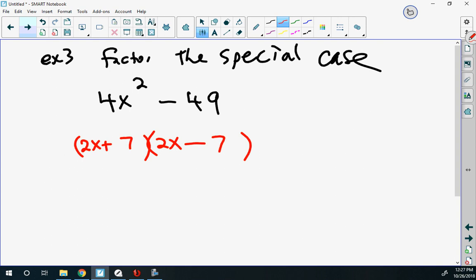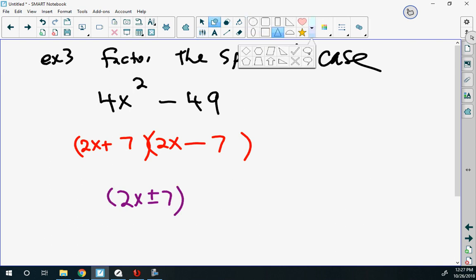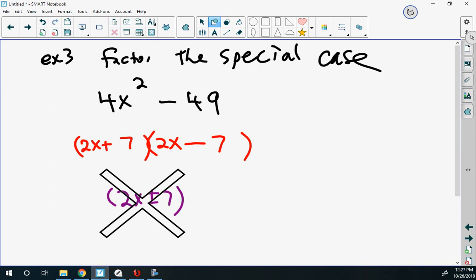Word to the wise. I know some people really like shortcuts. Some people like shorthand. I like shortcuts. I like shorthand. Please don't do this. Please don't write it as 2x plus or minus 7. I understand what you're trying to say, but please, for the sake of what's good and right and decent in math, don't write it like that, okay? Make sure you write it out as the product of 2 binomials, one plus, one minus. Everybody good there? Okay, we have 2 more examples and we're done.